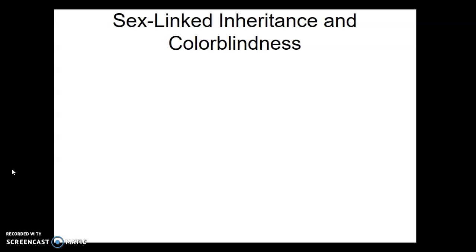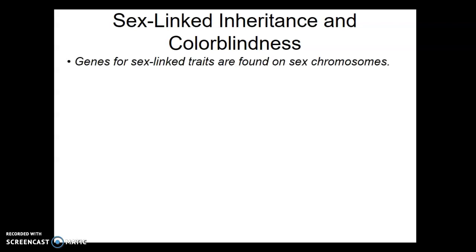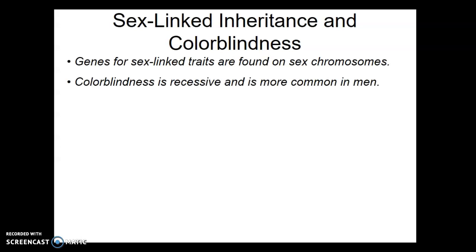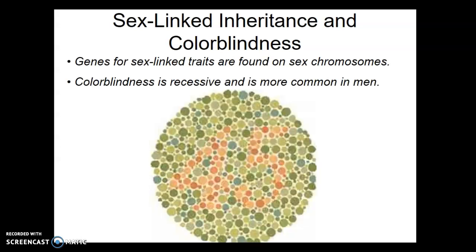So here's a couple of examples. Colorblindness is an example of a trait that is inherited as a sex-linked trait. So therefore it's found on the sex chromosomes. And here's a fun little practice, a little colorblindness test. Individuals who are colorblind have a difficult time distinguishing the different colored circles here. Individuals who have normal vision do not have difficulty distinguishing the colors here. This would be specific to red-green colorblindness.